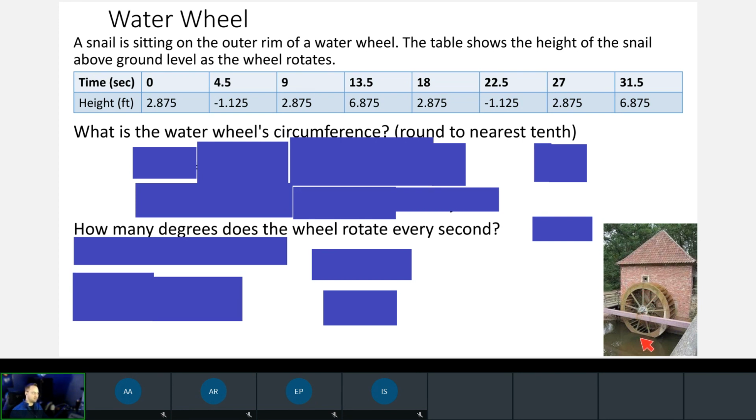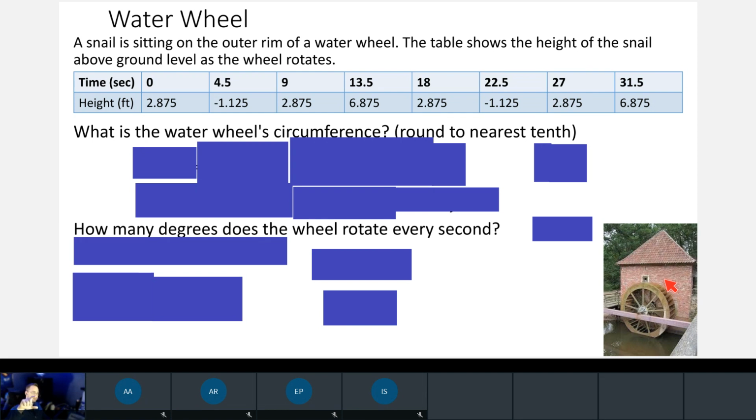How do you find the distance between them? The max minus the min. So you have a positive number minus a negative number gives you what? So was it 6.875 minus negative 1.125? Type that in, or you do it by hand, and what do you get?